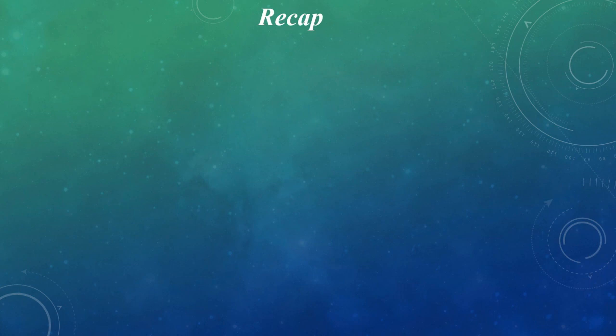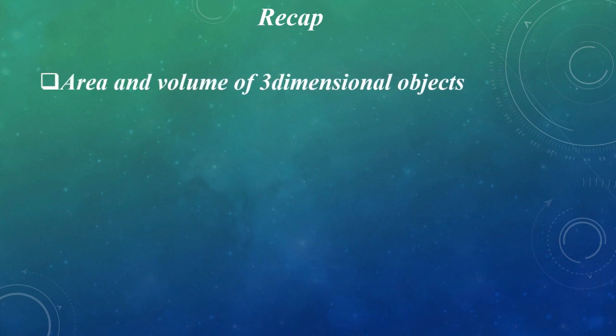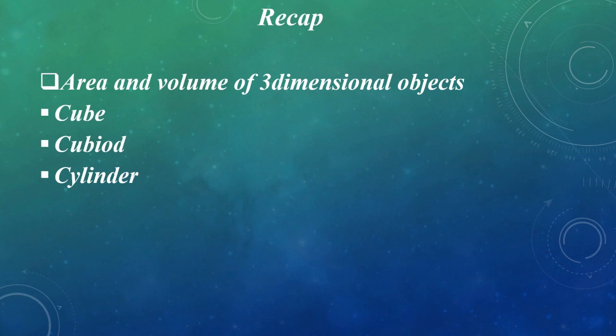We will have a quick recap of what we have learned in this chapter. We have learned area and volume of three-dimensional objects such as cube, cuboid, cylinder, cone and sphere. We have done all the sums of the chapter.